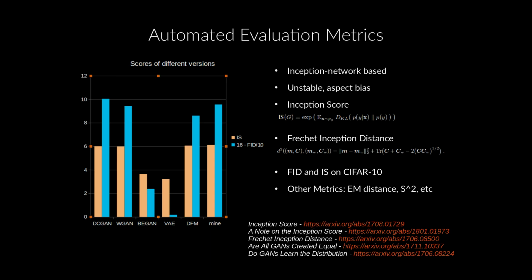Here we can see the results of the evaluations. The metrics used, the inception score and the Frechet inception distance, are based on the inception network and roughly measure the quality of the images that the GANs produce. As we can see in the diagram, the best results are achieved by the deep convolutional GAN and by my implementation of feature matching, while the worst results are those of the boundary equilibrium GAN and the variational autoencoder.